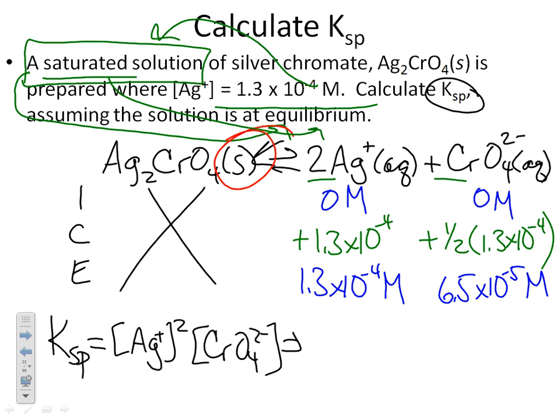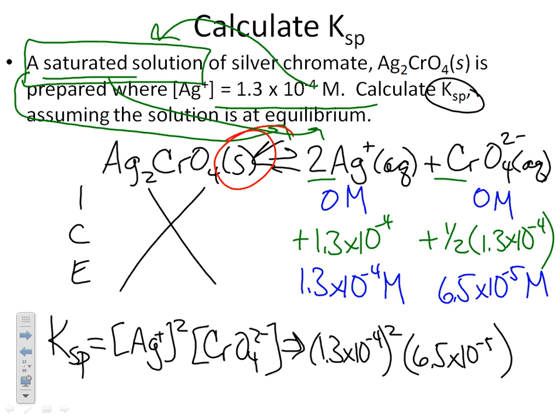Plugging in then, we're going to do 1.3 times 10 to the minus fourth, squared. You always plug in your equilibrium line from your ICE chart, the very last line, times 6.5 times 10 to the minus fifth. And then it's just multiplying these values together. And when you do this, you get a KSP value of 1.1 times 10 to the minus 12th.